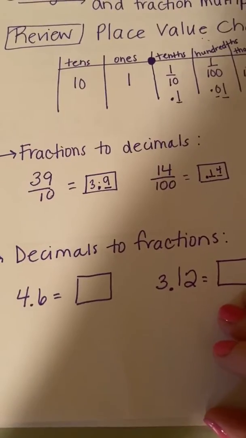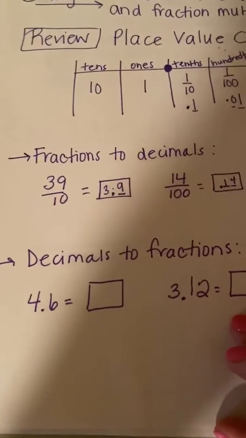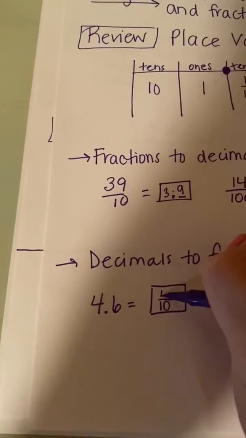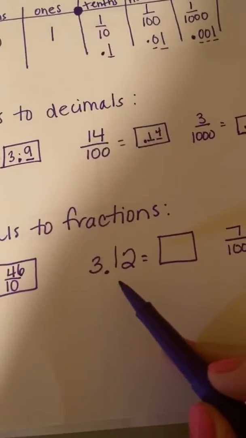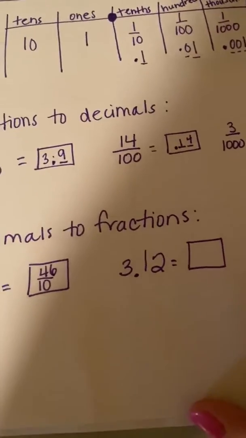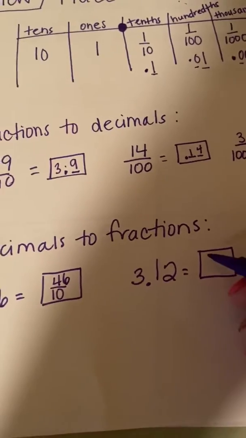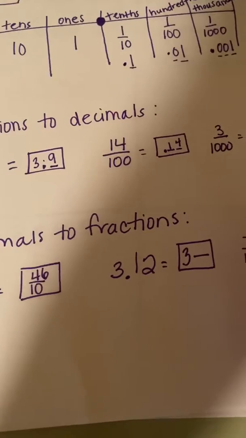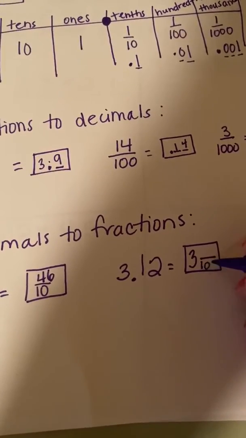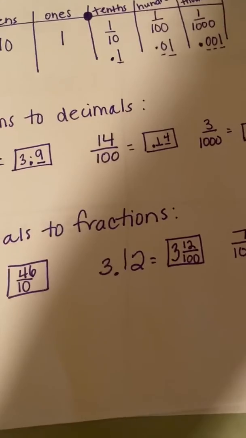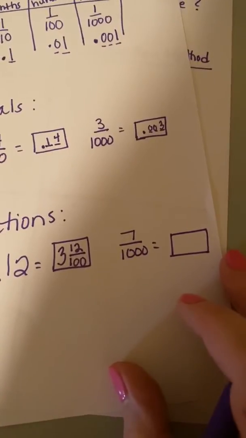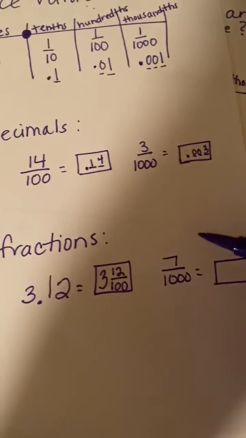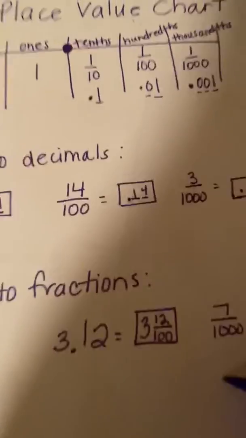Let's go backwards. 4 and 6 tenths. I know there's going to be a tenth, and just 4.6. 3 and 12 hundredths. So this one's a little tricky. Hopefully you remember this. If it's 3, 3 is the whole number, and so it's going to be a mixed number. 12 hundredths. I know that there's going to be 100 on the bottom, 12 on the top. And this is 7 thousandths. So I kind of flipped back and forth there. I'm pretty sure I meant to write it like this.